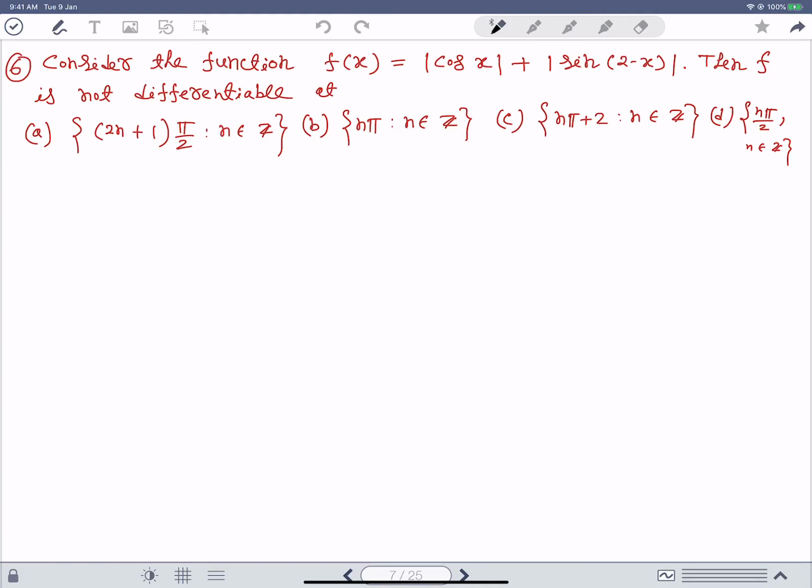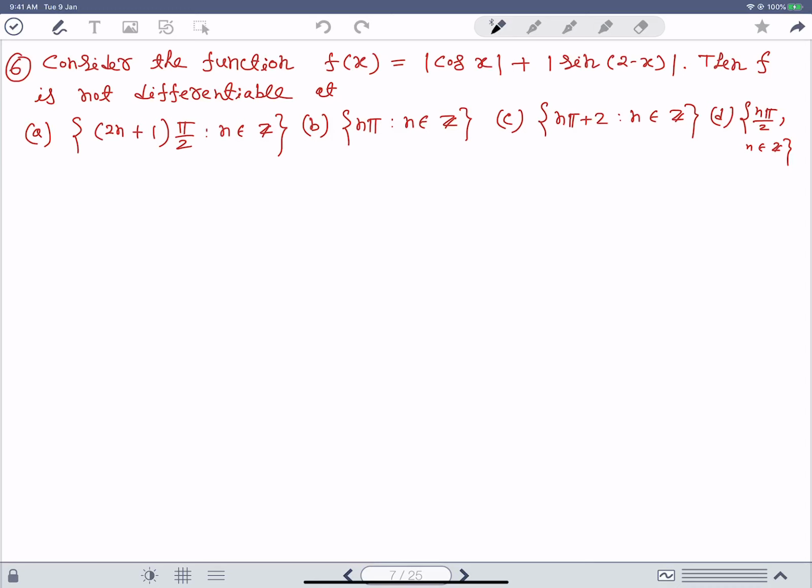Okay. Now, we have f(x) equal to mod of cos x plus mod of sin(2 minus x). Now, we have to show whether it is differentiable or not on these sets. Now, can you give a quick answer of this one? A and C. Wow, this is just a quick answer. Good.